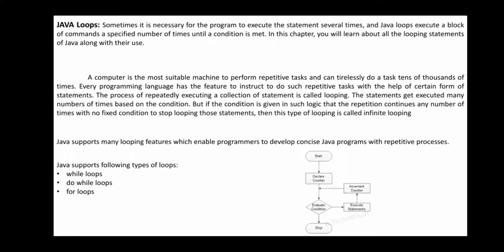So it is necessary for the program to execute the statement several times. At that position, we are going to use Java loops, which execute a block of commands a specified number of times until a condition is met. So what you can understand from this is, until a condition is met means until whatever condition you give turns false, it will come outside of the statement.